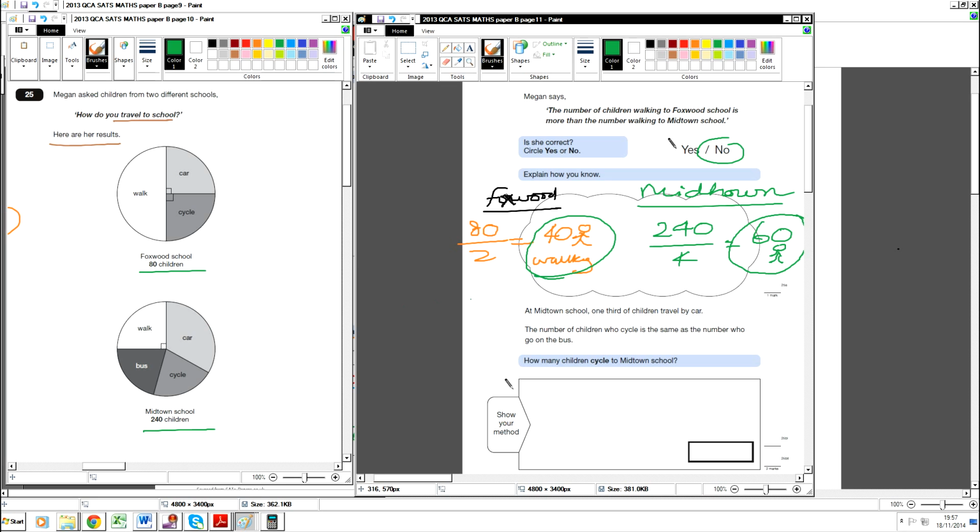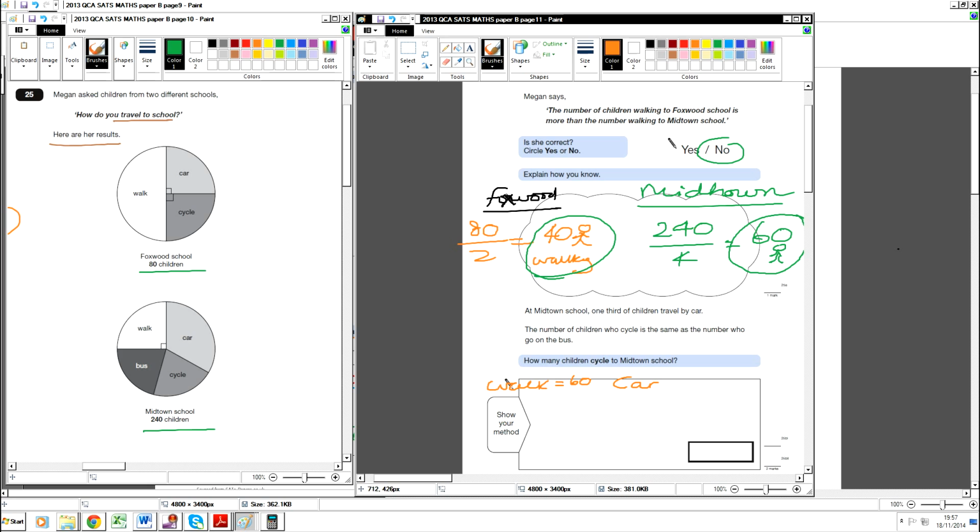Yes. Okay, next. At Midtown School, 1/3 of the children travel by car. The number of children who cycle is the same as the number who go on the bus. How many children cycle to Midtown School? Let's start working it out. We've just worked out earlier how many children walk. The walking was 60. And they said the people who go by car is 1/3. So we're going to work out a third of 240.